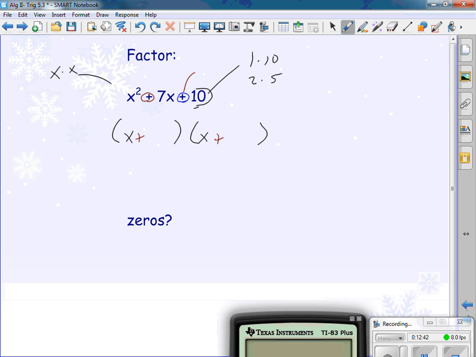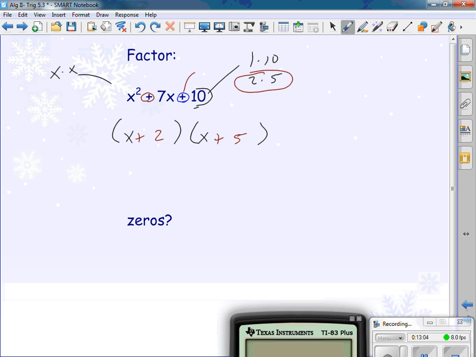This sign right here tells me if they're the same or if they're different. This here told me it was positive. So what 2 numbers multiply to get me 10, but add together to get me 7? 5 and 2.